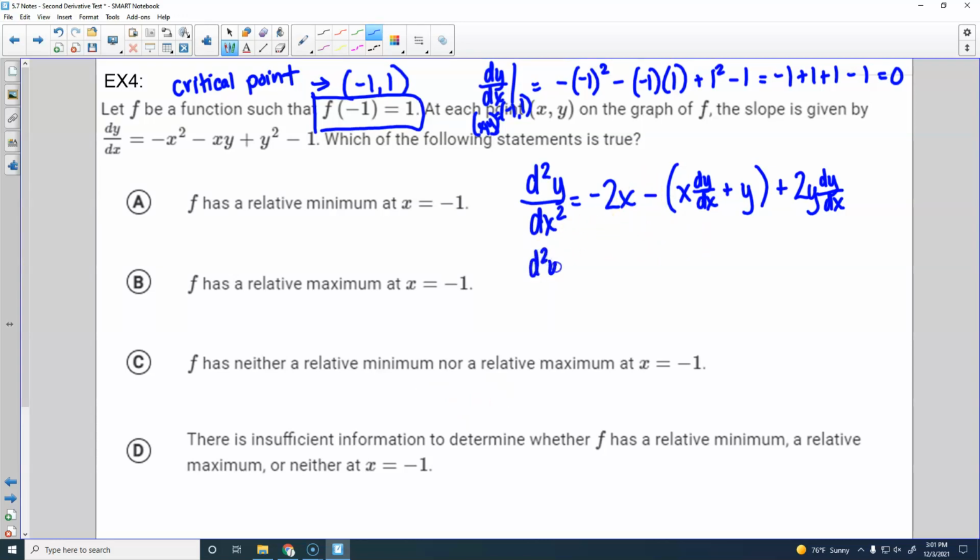So I need to know now what the second derivative is at this point. So -1 minus -1. What's dy dx at this point? It's 0.